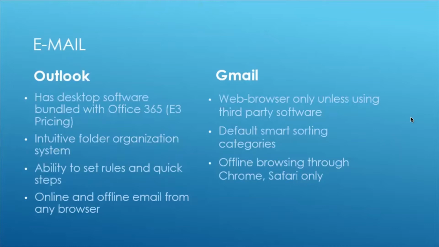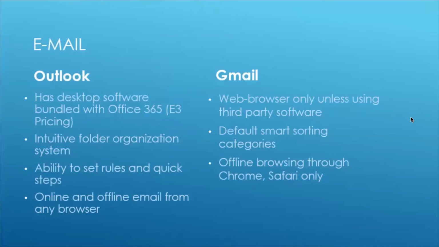With the Google product, you can only do offline browsing, so you can only access your email offline through Chrome and Safari. Those are the only two browsers that allow it. You can set that up in the individual settings for those browsers when you install the Gmail extension. It is a little bit clunky, and you have to make sure that you have everything downloaded beforehand, and it only goes back a month.